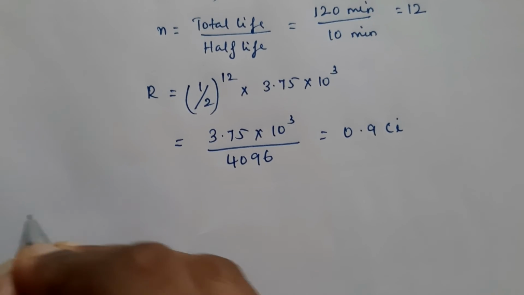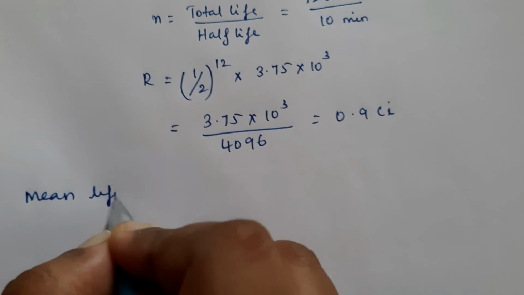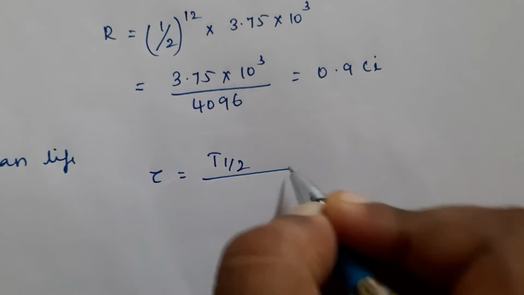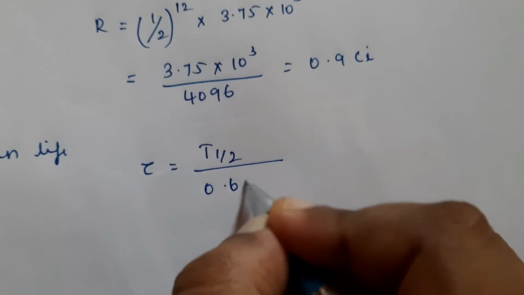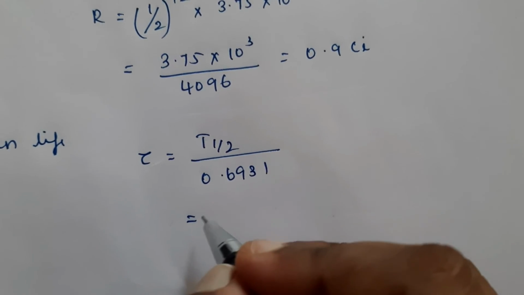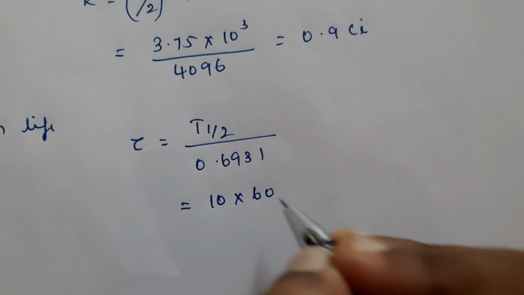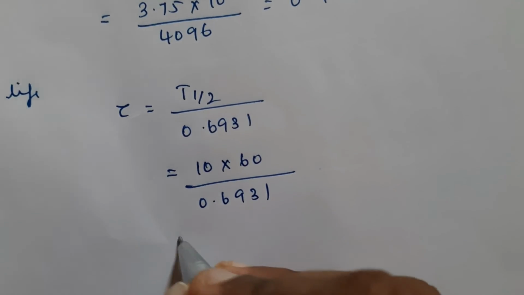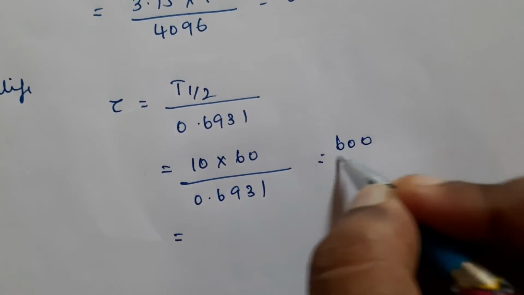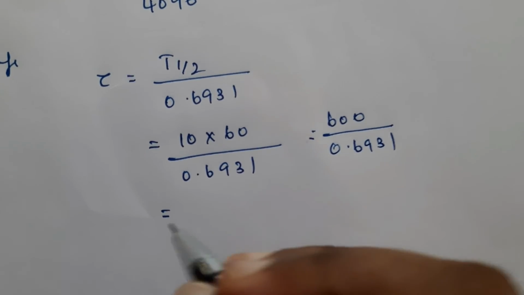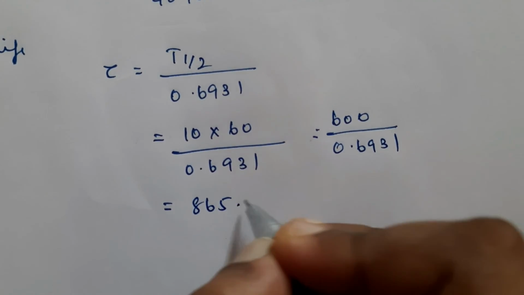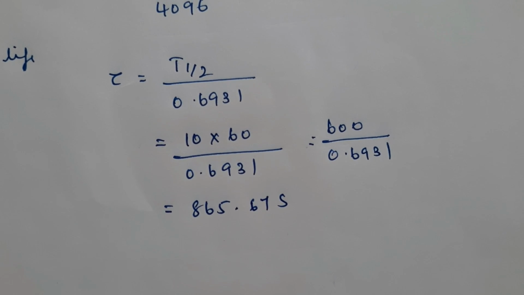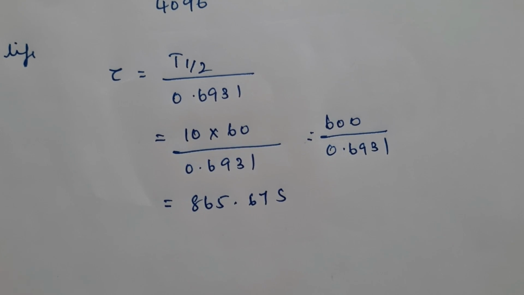The next part is mean life. Mean life is given by tau. Tau is equal to T half divided by 0.6931. T half is 10 minutes, so in seconds it is 10 into 60 divided by 0.6931, that is 600 by 0.6931. So you will get 865.67 seconds. So we have found out all the required things.